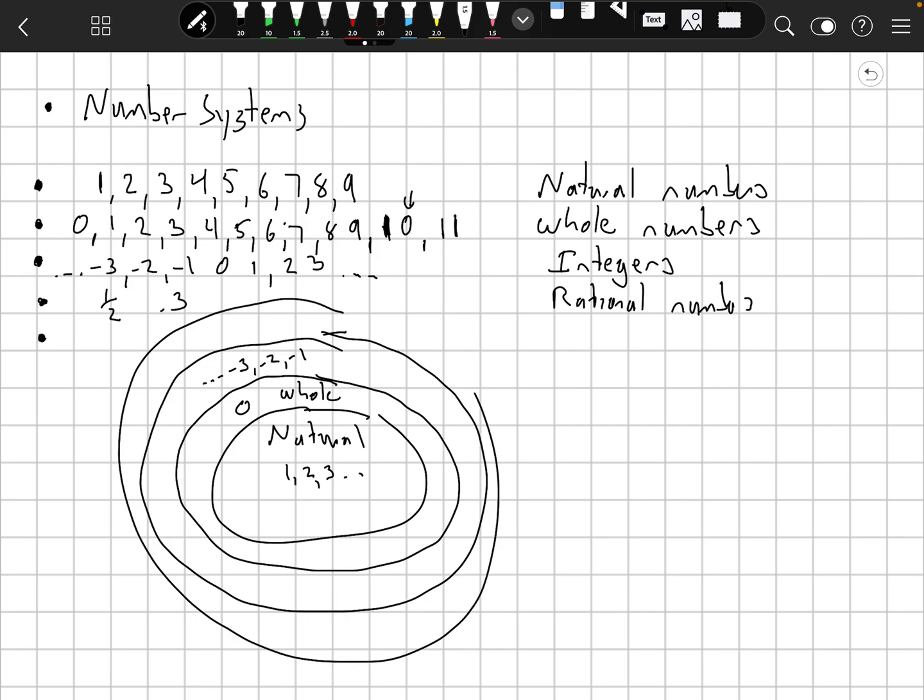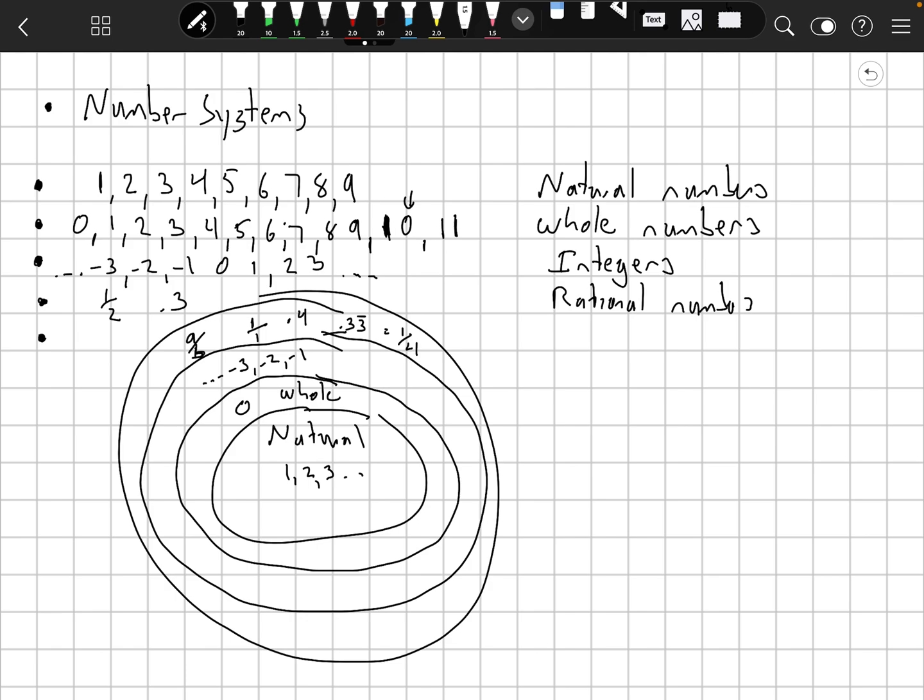And the rational numbers contain all the integers. So if you think of like 1, that's 1/1. It can be written as a fraction. So anything that can be written as a fraction. All these other numbers could be written as fractions. And then you also have decimals. You have repeating decimals. You have fractions. So anything that can be written as a fraction is a rational number.